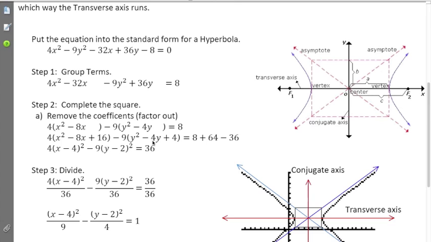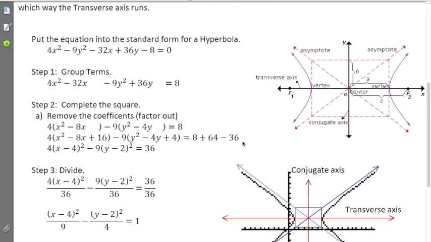Half of negative 4 is negative 2. Squared is 4. I went ahead and filled in the values at the bottom here. I put the negative 4 and the negative 2 in. And now I'm going to go back up to this step and make sure that I add the correct numbers on the other side. 4 times 16 is 64. Negative 9 times 4 is negative 36.